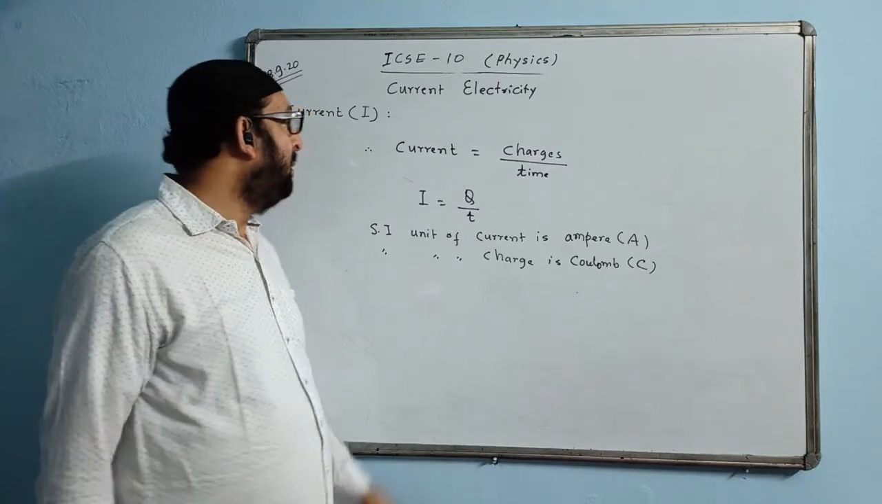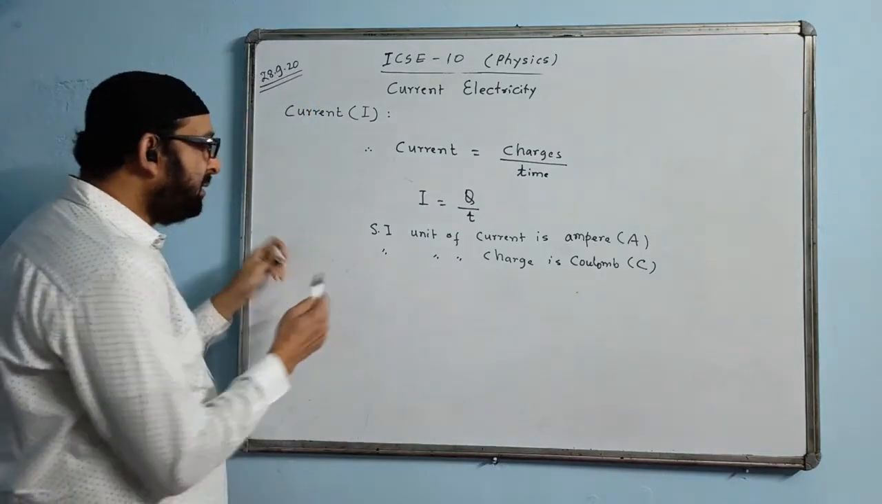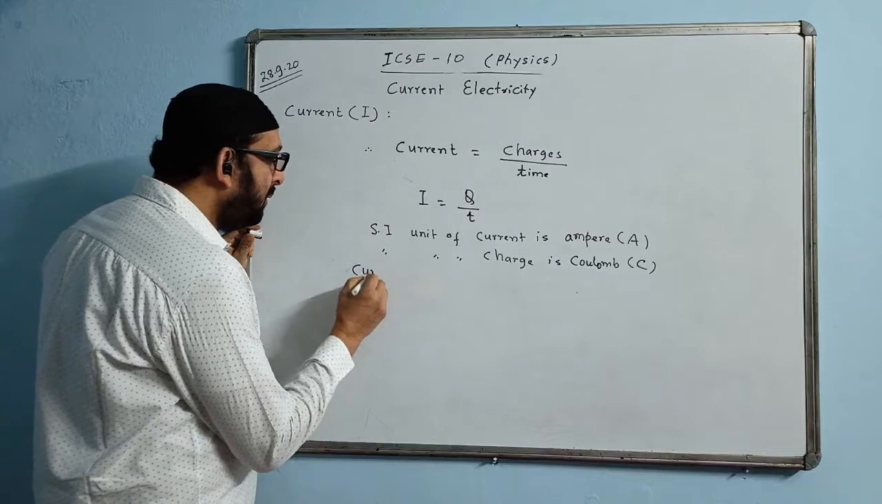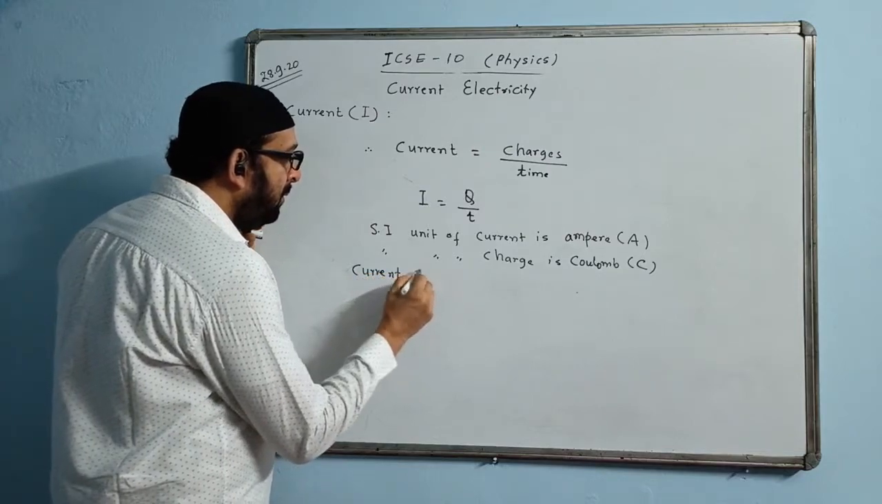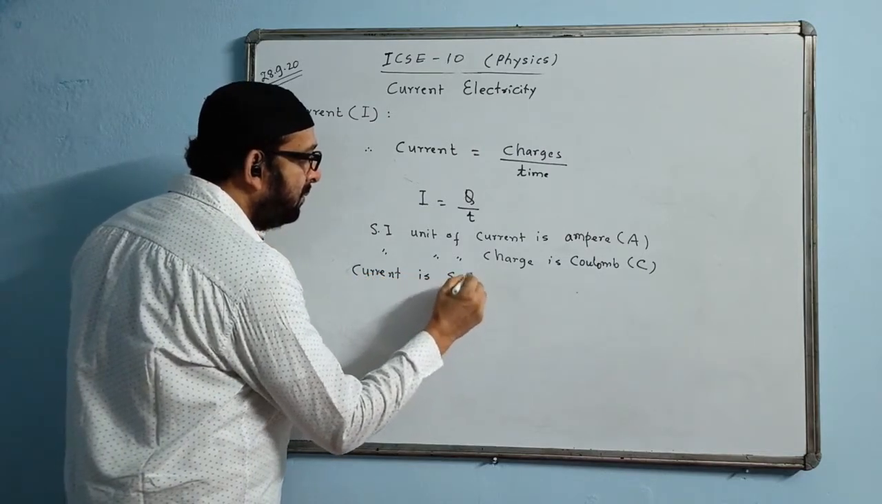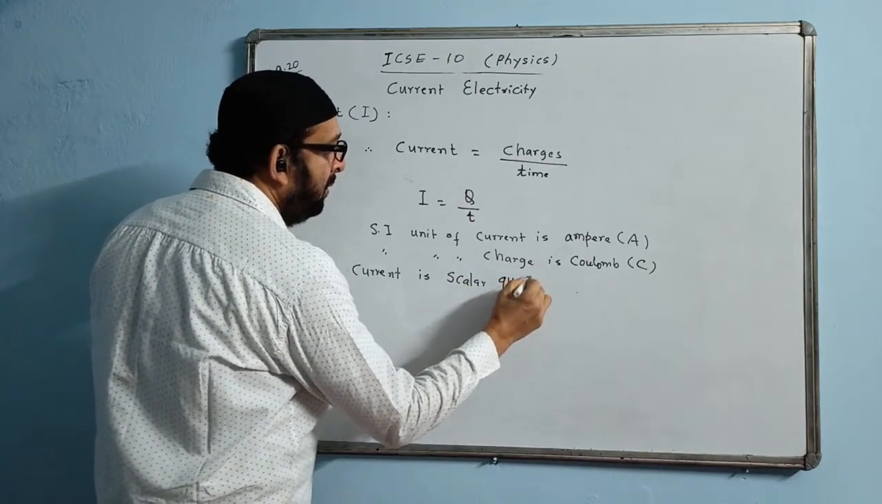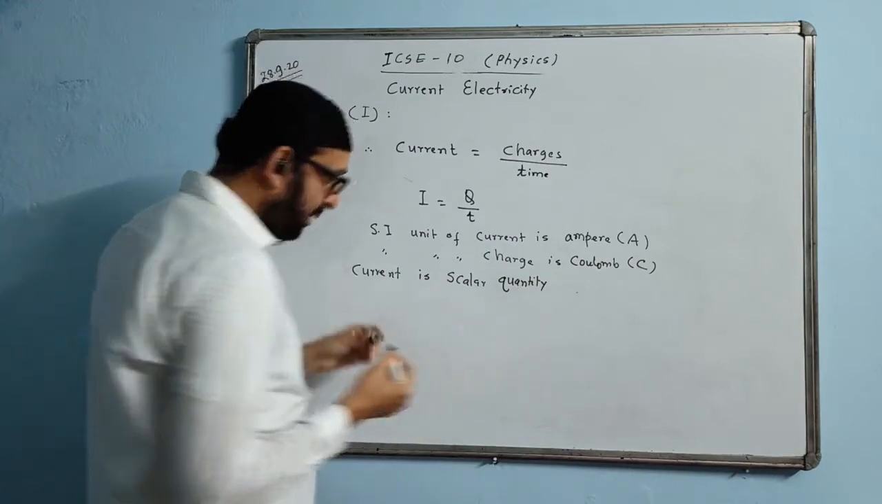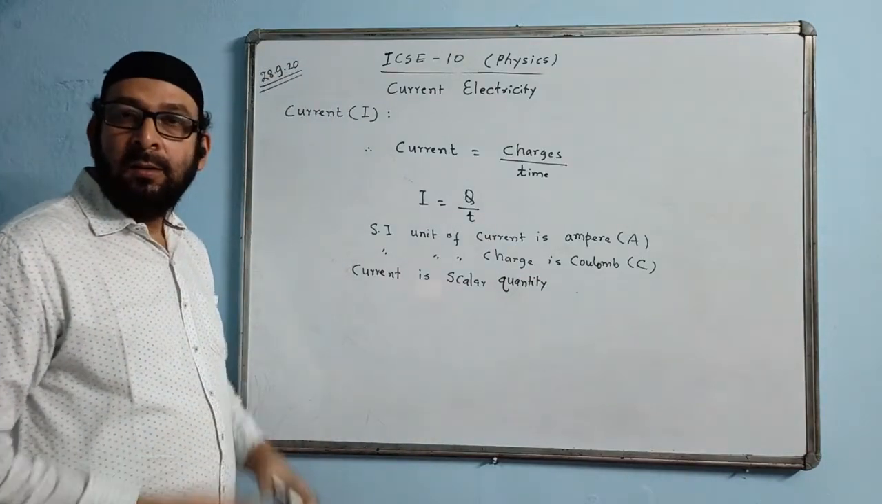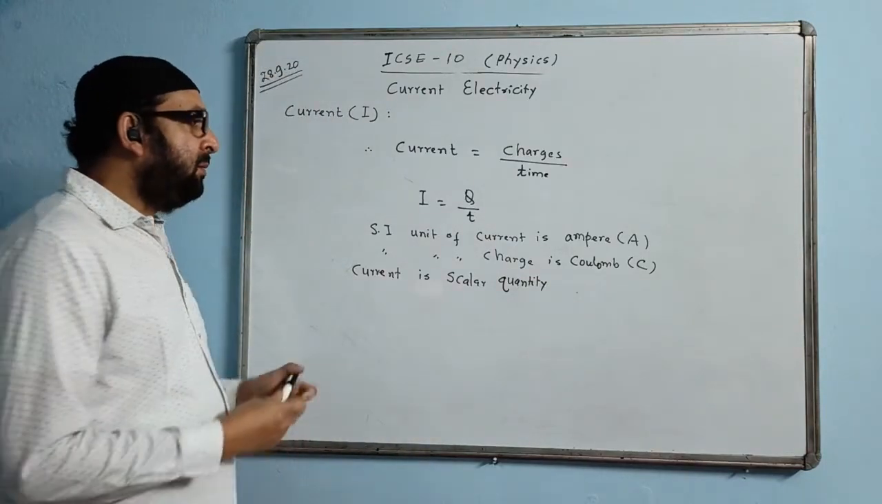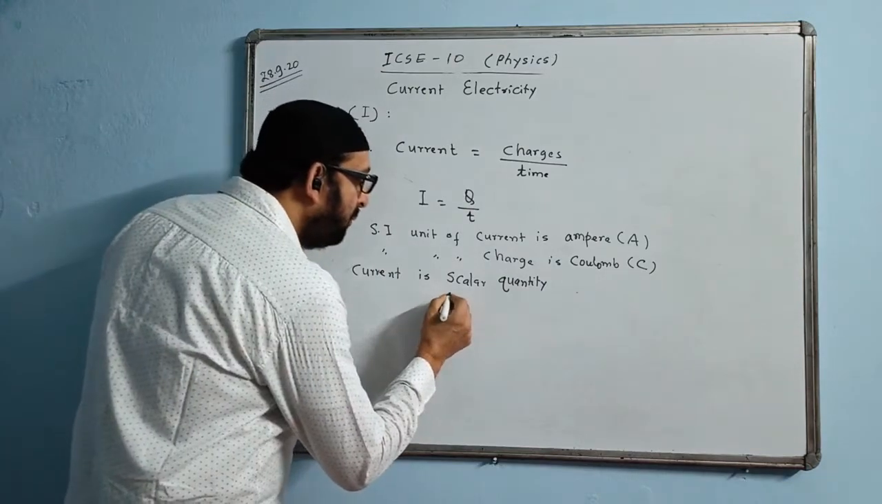Then you can write that current is a scalar quantity. Then you have to write this also.